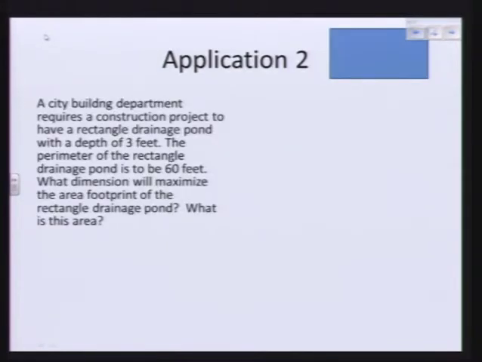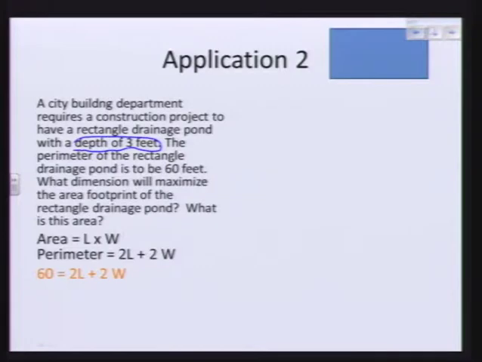Okay, so we've got this problem that we want to look at. We've brought up the 2 formulas for the area and perimeter. Now we're going to go to the problem and look at what is important in it. The first thing we come across is this idea of a depth of 3 feet. And we want to say, well, wait a minute, we're looking at a rectangular area.